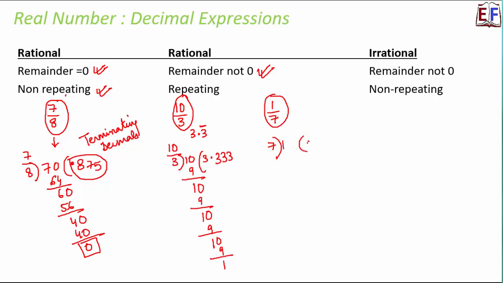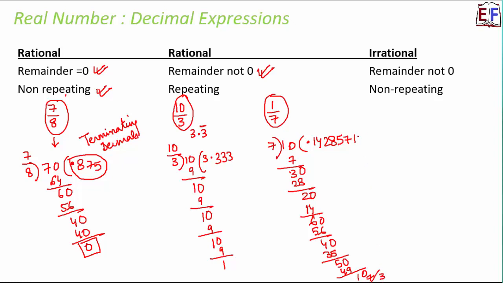So what happens? 7 1s is 7, so we have 3. 7 4s are 28. 7 2s are 14. 7 8s are 56. 7 5s are 35. 7 7s are 49. Now again 7 1s is 7. So we have 3. 7 4s is 28.